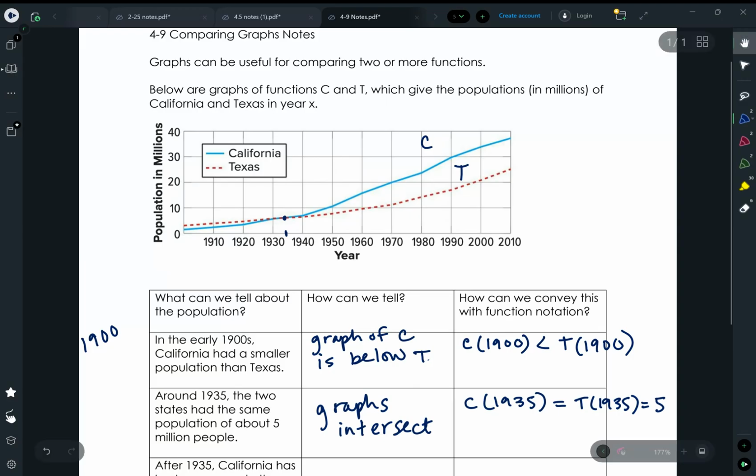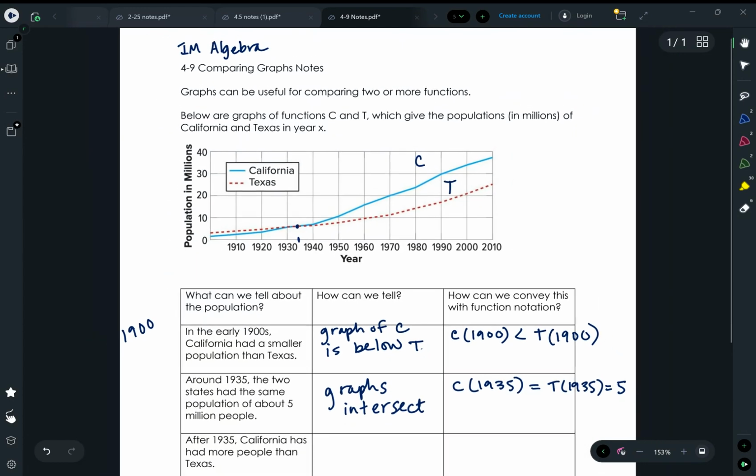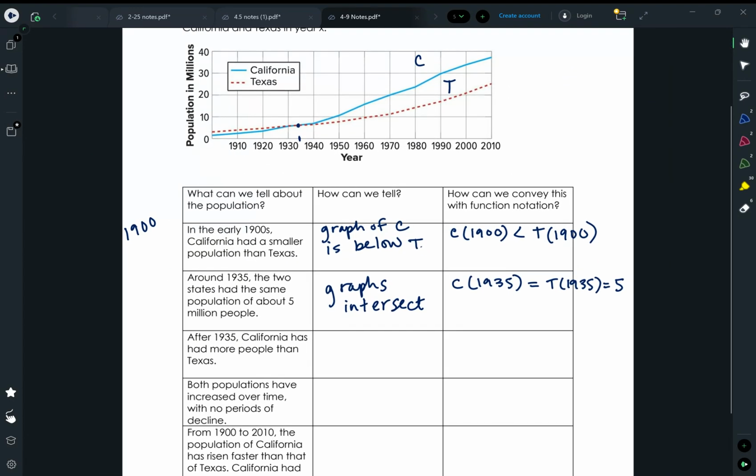On the next one, I keep shrinking this because we really want to be able to look at the graph and answer these questions at the same time. So after 1935, that's going to be this way on my graph. When I'm looking past this line, what's going on? It says California has had more people than Texas. And look, that blue line, or in my case the solid line, is now above the Texas line. So graph of C is above T.